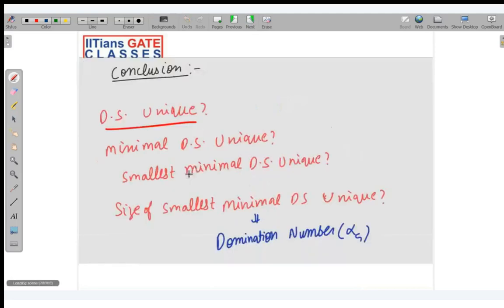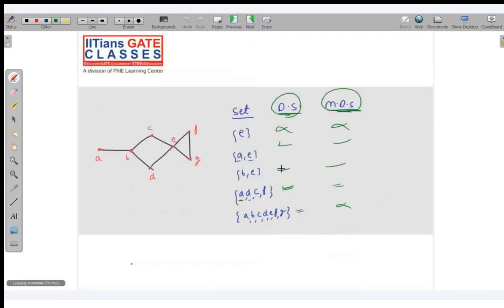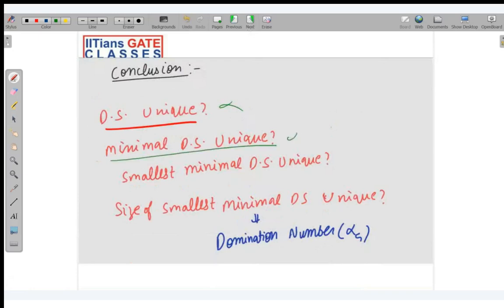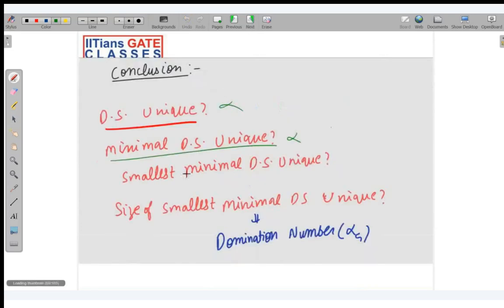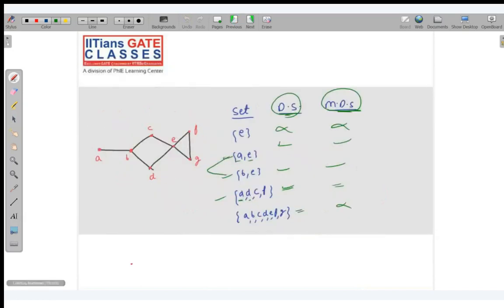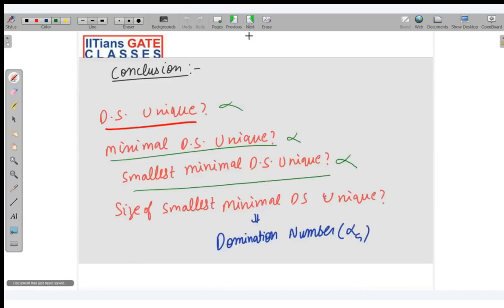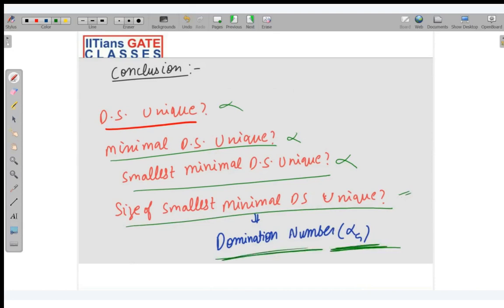Done. Okay, so now same thing which I have shown you in independent set. Is the dominating set unique? No. There are many dominating sets. Is the minimal dominating set unique? No. There are many minimal ones. See this and this also. Is the smallest minimal dominating set unique? No. See this. There are 2. Okay, it is not unique. But the size, yes, this is unique, and that is your domination number. Domination number is represented by alpha G.